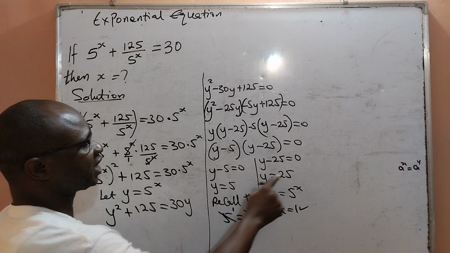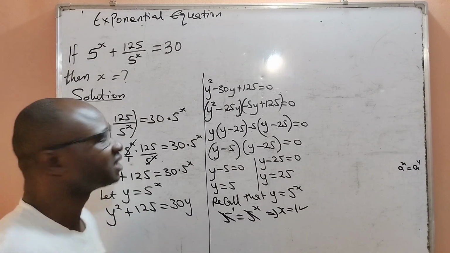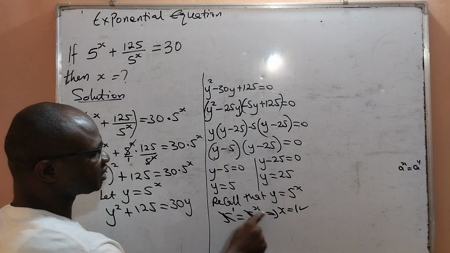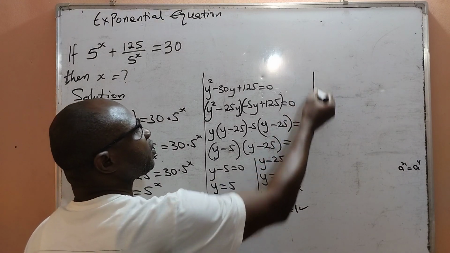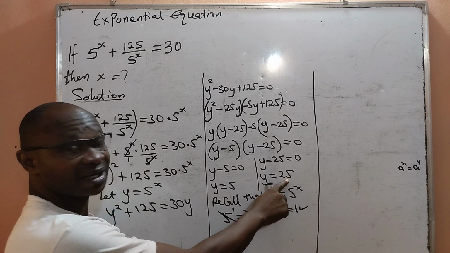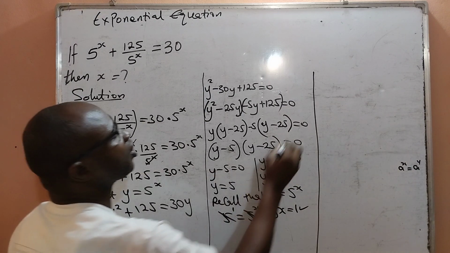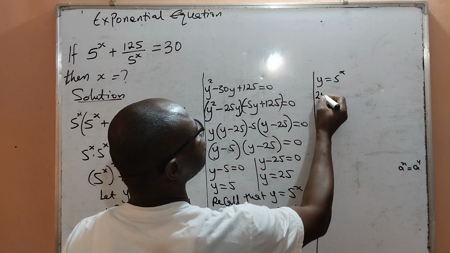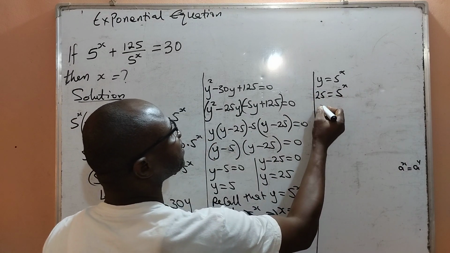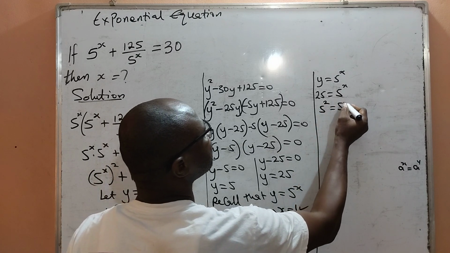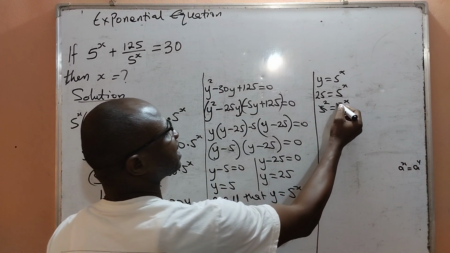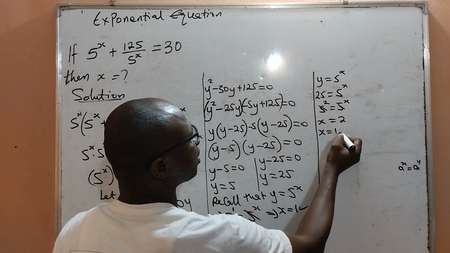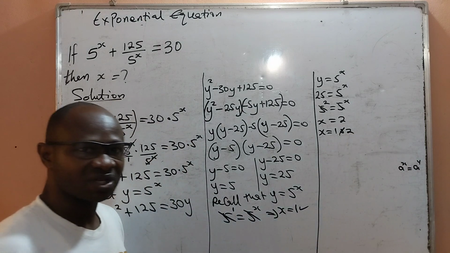I have gotten the first value of x in the question. Remember, I got y to be 5 and 25, but I am not asked to find y. The question requested me to get the value of x. Therefore, I have gotten the first value of x, which is equal to 1. Moving forward, I will get the second value of x when y is equal to 25, still on y equal to 5 raised to the power x. When y is 25, I have 25 is equal to 5 raised to the power x. 25 is the same thing as 5 raised to the power 2, equal to 5 raised to the power x. The bases are the same, so x is equal to 2. In conclusion, the values of x are 1 and 2.